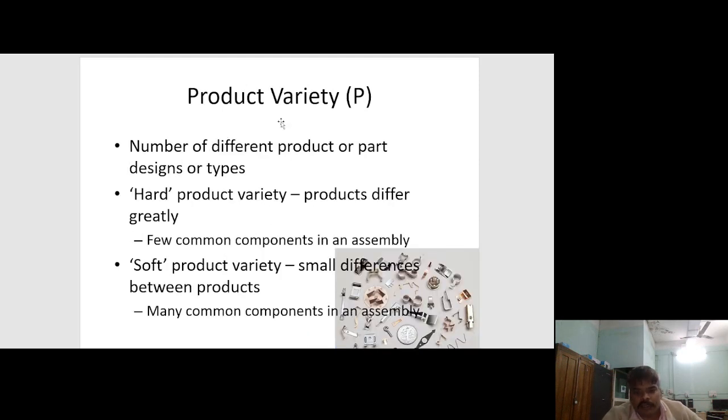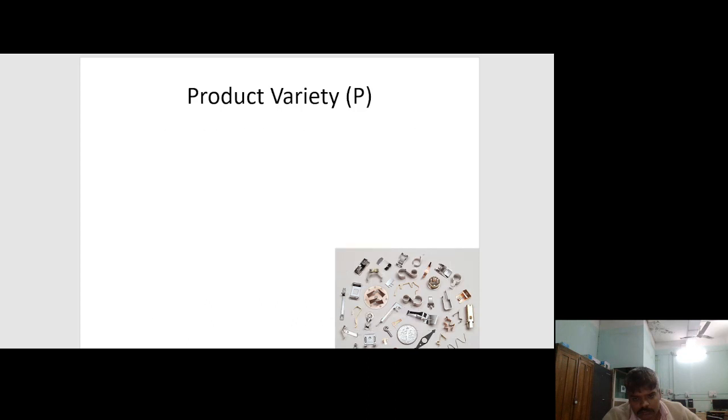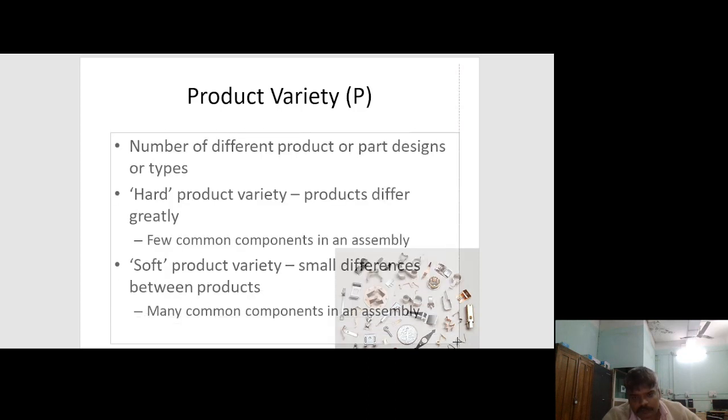Next, product variety is the number of different product or part designs or types. Hard product variety: products differ greatly, with few common components in an assembly. Soft product variety: small differences between products. Hard variety produces products that differ greatly, with few common components in an assembly.